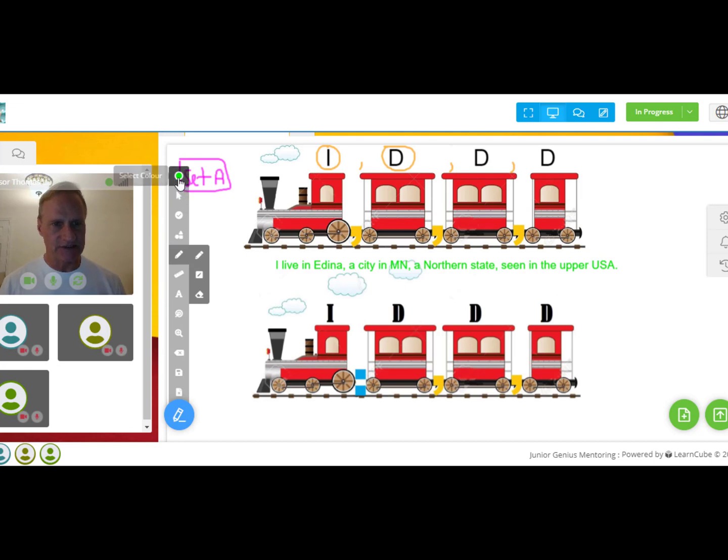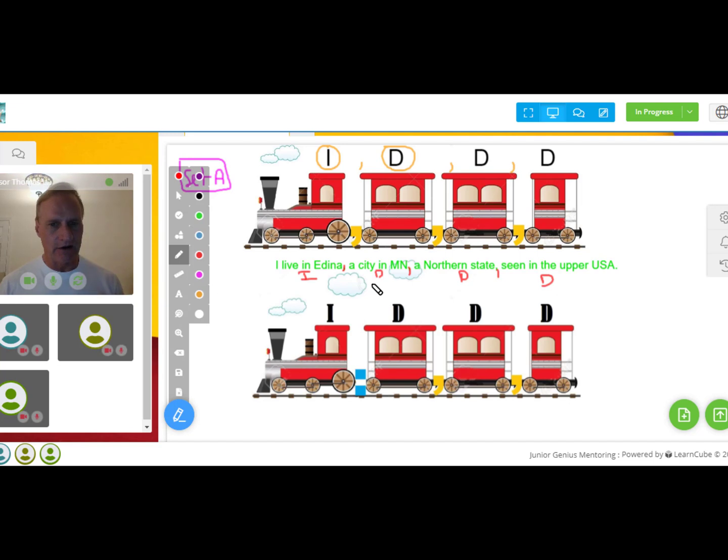Basically you can see that we've got some commas. We'll switch up the colors so the commas pop. Here we've got our independent clause, I live in Edina. That's our engine. And then we see that we've got a city in Minnesota. That's going to be our dependent clause. Then we've got a comma here. A northern state, that's a dependent clause. Then there's another comma, and then another dependent clause, seen in the upper USA. So you already know that that's an analogy of what we have on our train.